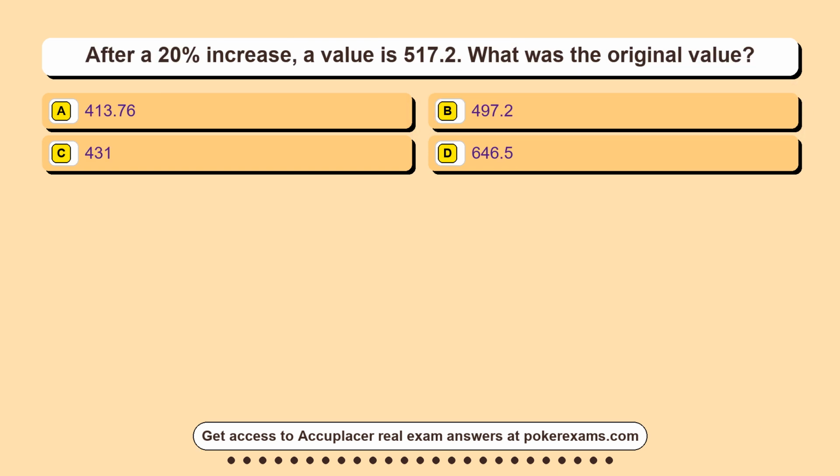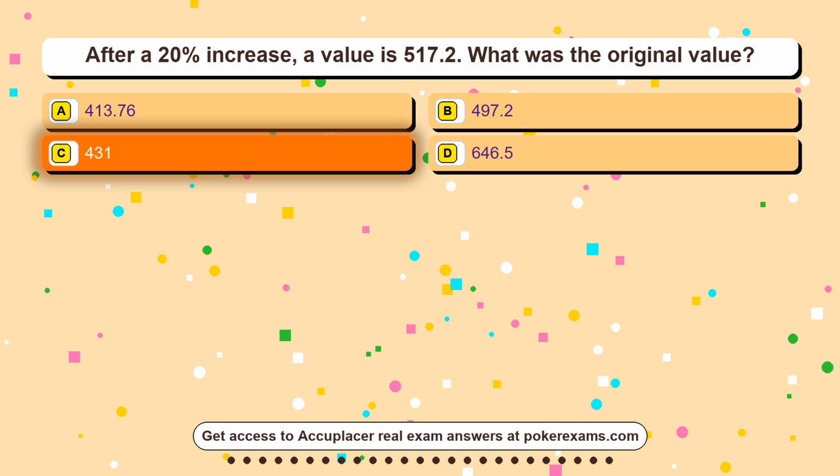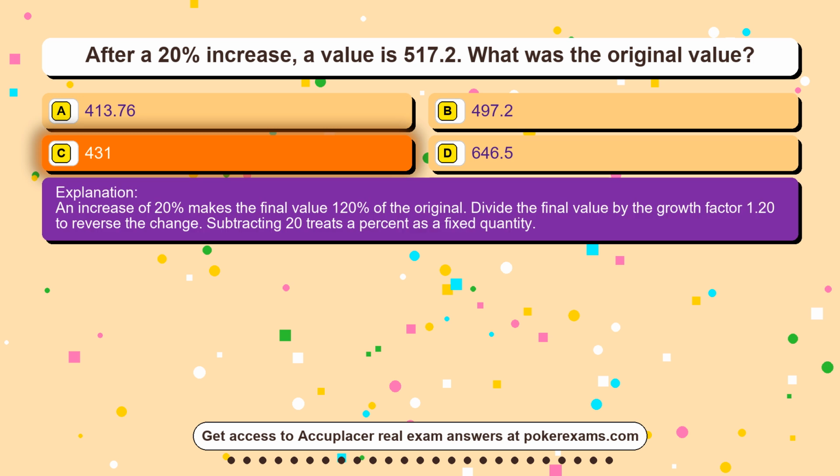Question 12. After a 20% increase, a value is 517.2. What was the original value? Option A, 413.76. Option B, 497.2. Option C, 431. Option D, 646.5. The correct answer is option C, 431. An increase of 20% makes the final value 120% of the original. Divide the final value by the growth factor 1.20 to reverse the change. Subtracting 20 treats a percent as a fixed quantity.